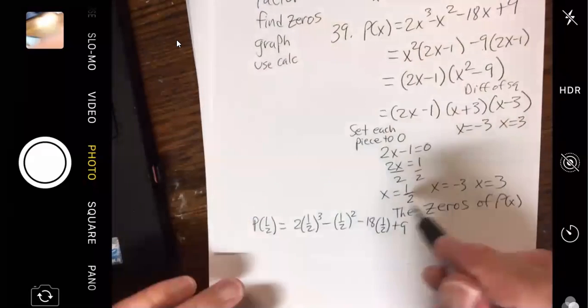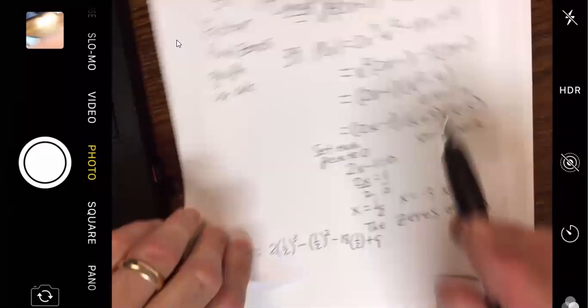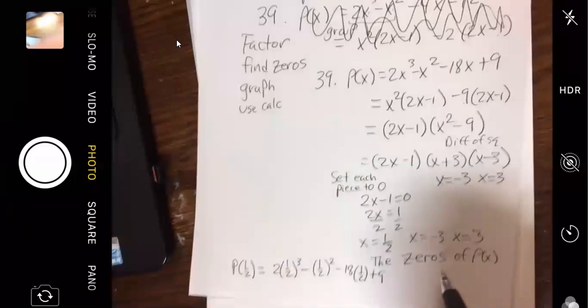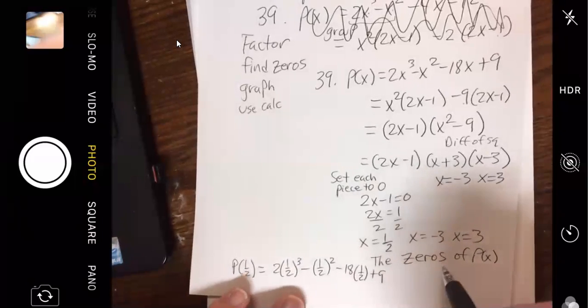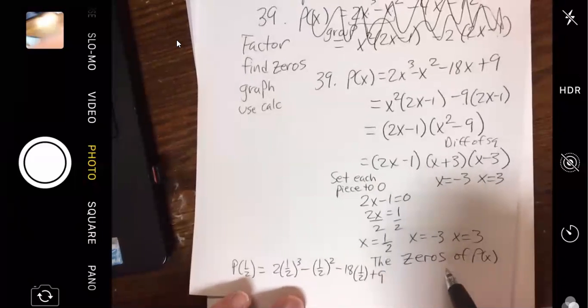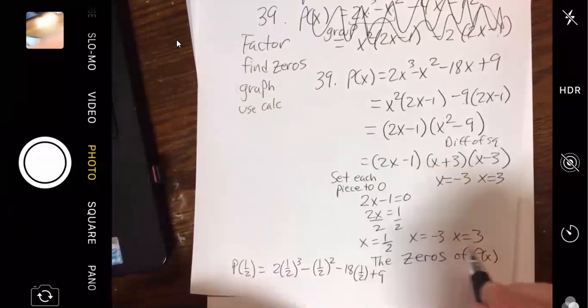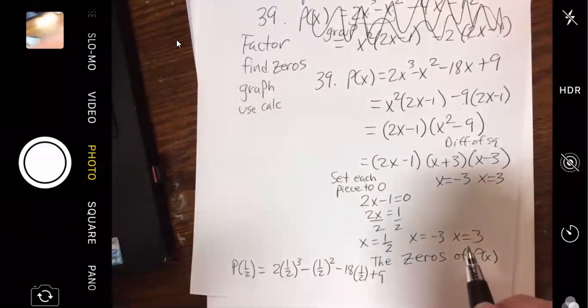All of these numbers plugged into this make the polynomial 0, and they are called zeros. The rest of chapter 3 is going to be a big deal about these numbers that are zeros and how to find them. These are also x-intercepts on the graph. All x-intercepts are zeros. Not all zeros are x-intercepts. That's what drives you nuts about chapter 3.